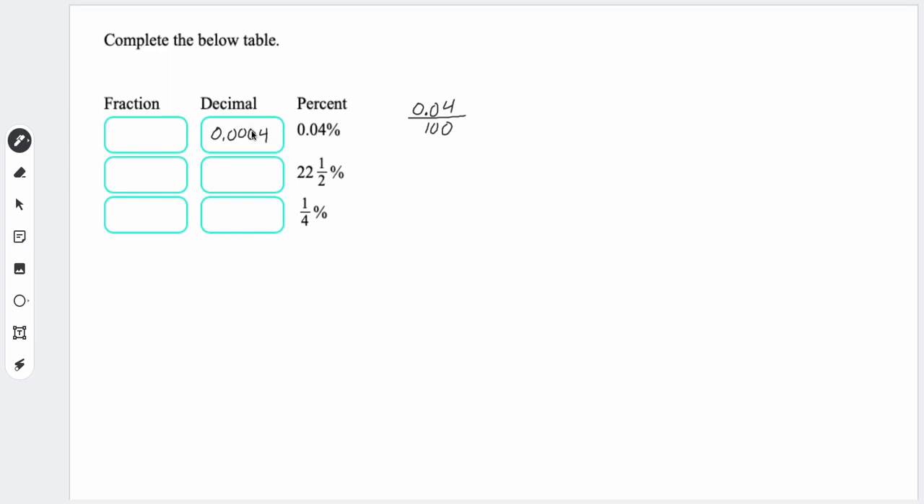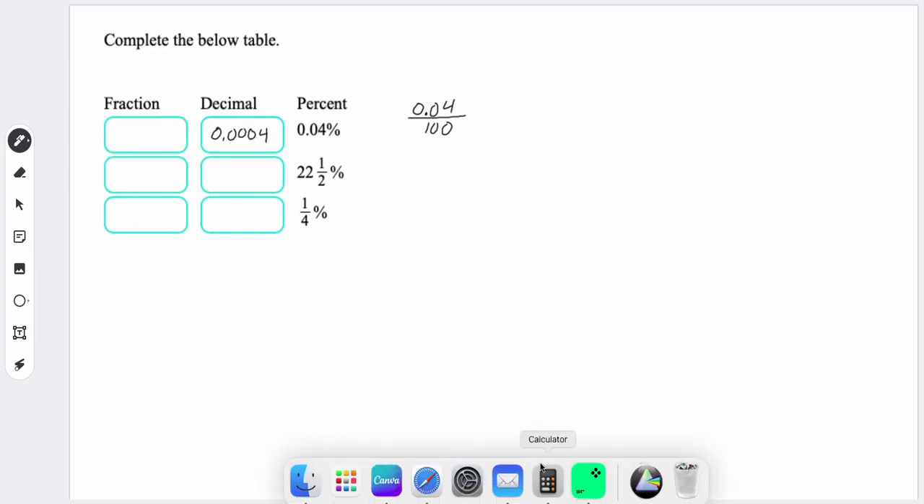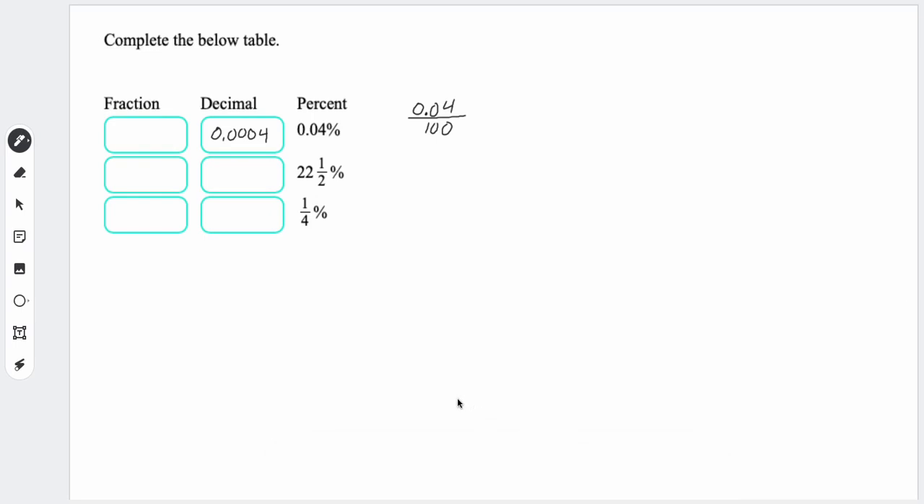0.0004 is our decimal. So making the fraction from that decimal is pretty straightforward. We just put 4 over 1, and the number of zeros is the number of spaces behind the decimal. 1, 2, 3, 4. And when we reduce that, we can divide the top and the bottom by 4, and we get 1 over 2,500. And that is that first fraction.